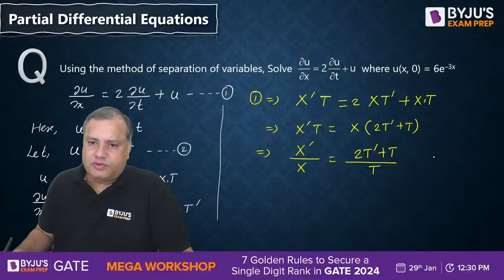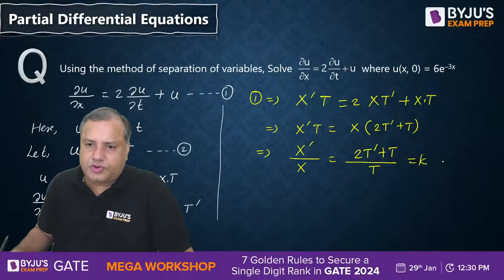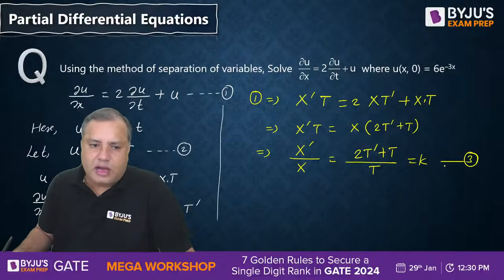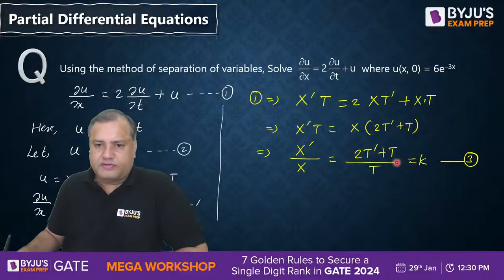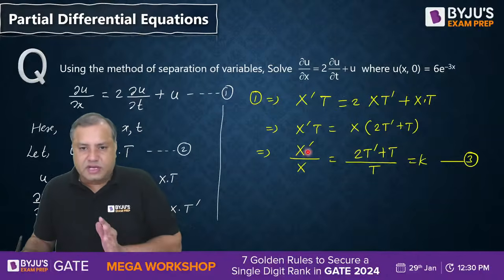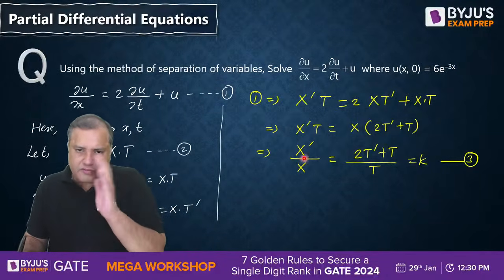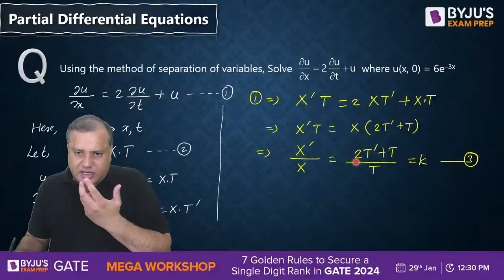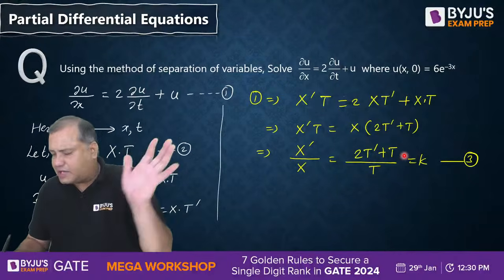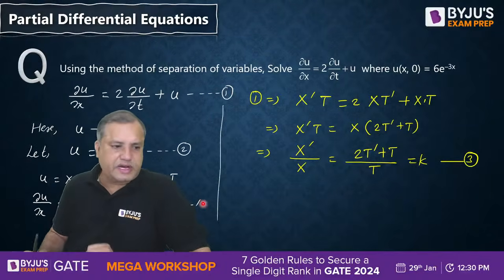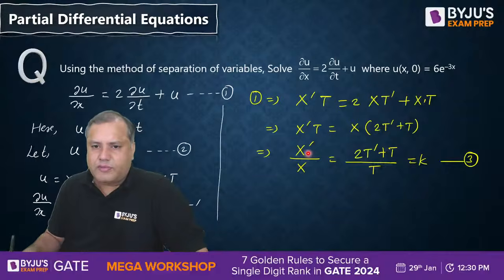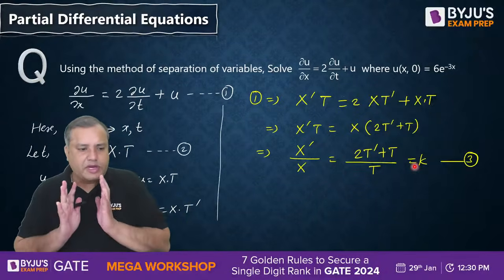Now what I will do, I will just equate this ratio to k. So what we have done till this point? We have just separated the variables. So terms of x on one side, terms containing t here and constant term on the right hand side. Now I am going to consider X dash upon X equal to k. I am going to consider one ratio.